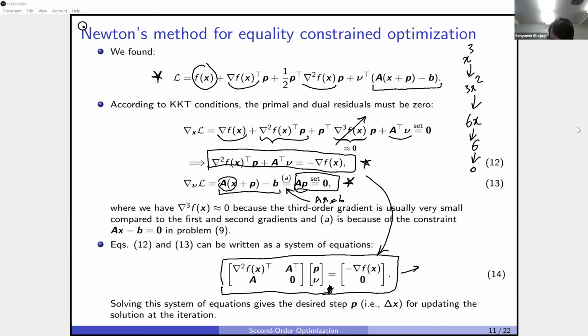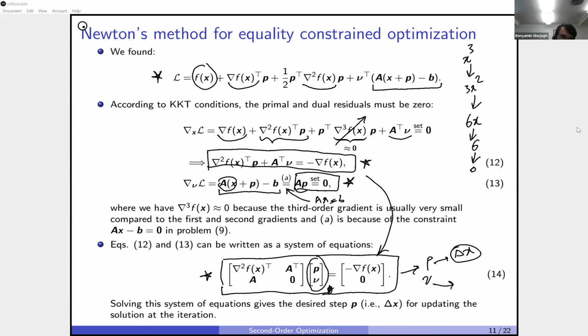Then this gives us p and nu, because these are the variables of this system of equations. And what is p? P is delta x. This is exactly what we want in Newton's method, the update delta x. And nu is the dual variable for this delta x in this iteration. So in each iteration, we are solving a system of equations. So when we have equality constraints in Newton's optimization, in each iteration, we need to solve equation 14 as the system of equations. And it gives us p, which is delta x, and its corresponding dual variable nu.